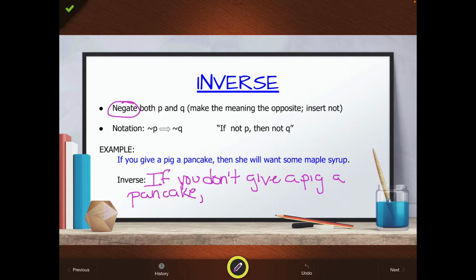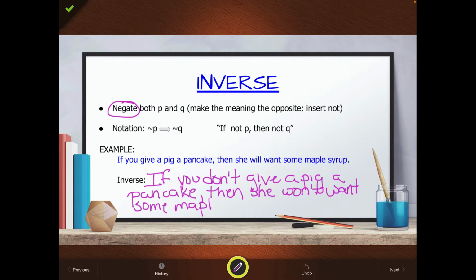Now, how do we negate the conclusion? Brianna. Great job. Then she will not or won't want some maple syrup. Perfect.